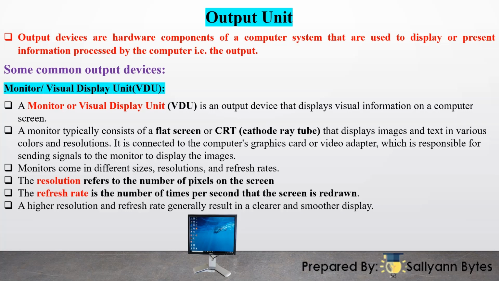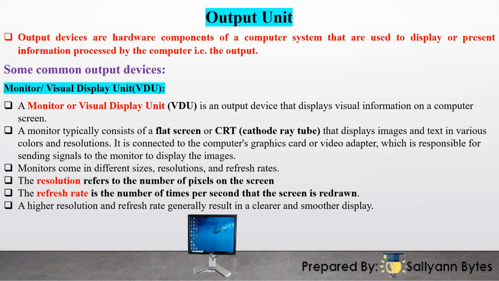A monitor or visual display unit, VDU, is an output device that displays visual information on a computer screen. It is the primary way that users interact with a computer and view the output of programs that are running. A monitor typically consists of a flat screen or CRT, cathode ray tube, that displays images and text in various colors and resolutions. It is connected to the computer's graphics card or video adapter, which is responsible for sending signals to the monitor to display the images.